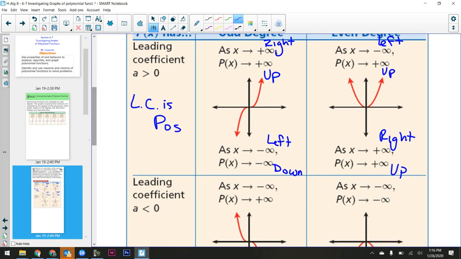Down below, the leading coefficient is going to be negative. The LC is going to be negative. Does anybody still need the top half of the chart? Perfect.